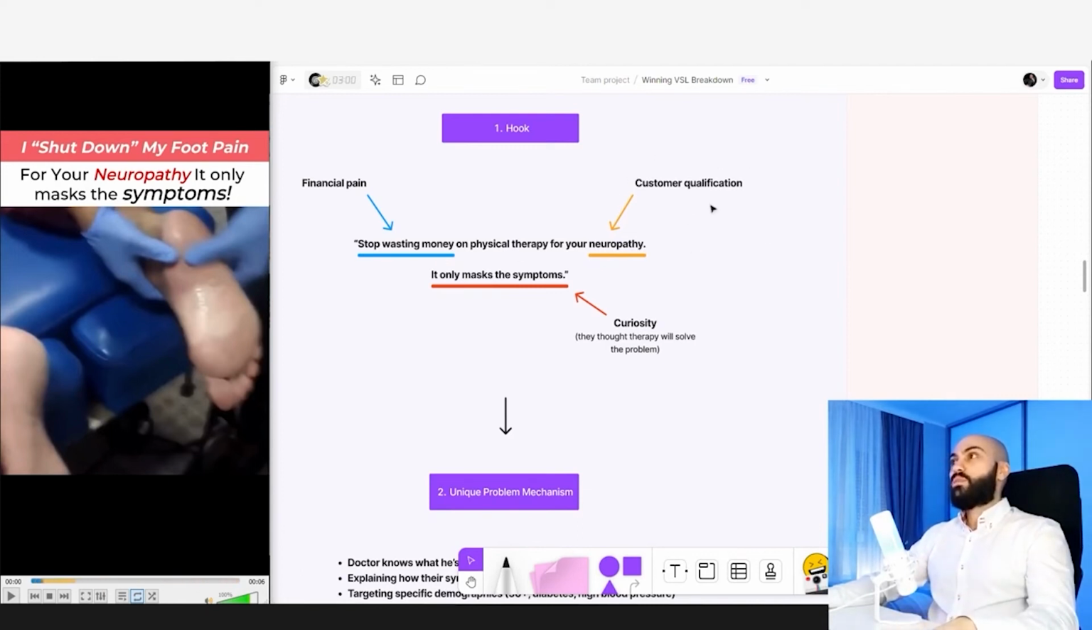Then we have the customer qualification, which mentions neuropathy. So people who have neuropathy will resonate with this ad much more than people who don't. They will just leave the video. "It only masks the symptoms" brings up curiosity because they thought that they solved the problem with medications, but we will probably offer them something that they never heard of before.